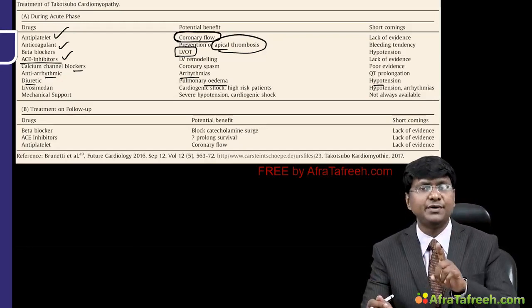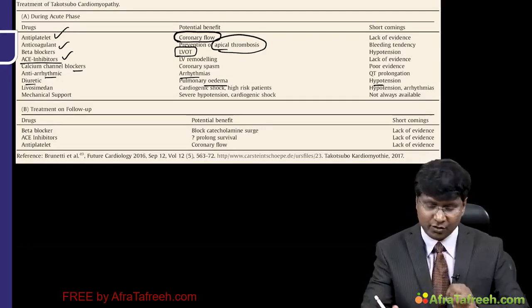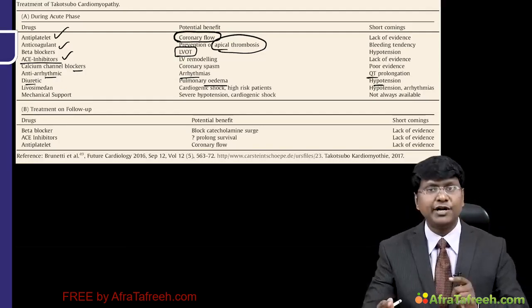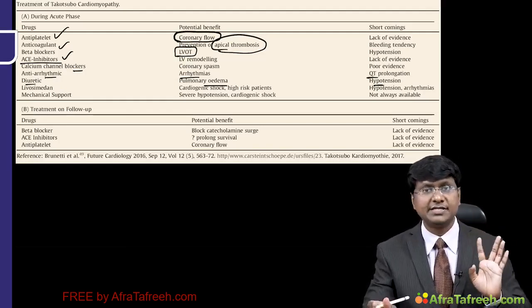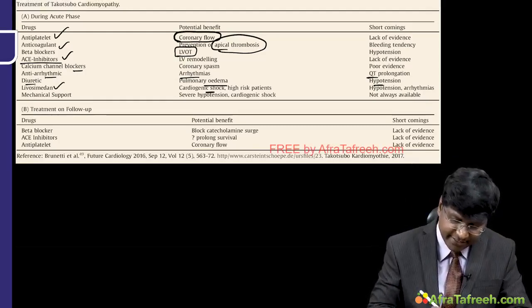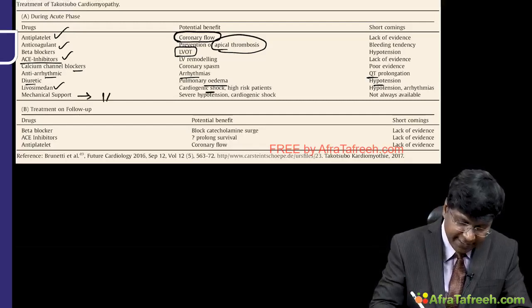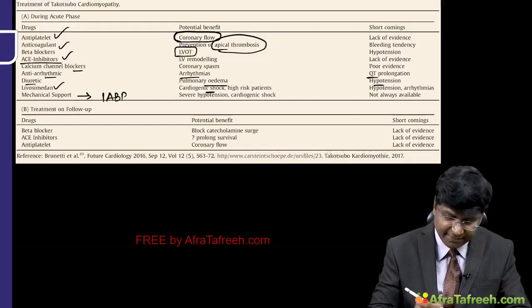And not only that, whenever you are giving amiodarone, you have to look for the QT interval, because amiodarone itself can cause QT prolongation. So you need to monitor the QT interval whenever you are giving these anti-arrhythmic drugs. And in cardiogenic shock, you can give levosimendan, but if there is severe hypotension, mechanical support in the form of an intra-aortic balloon pump has to be placed.